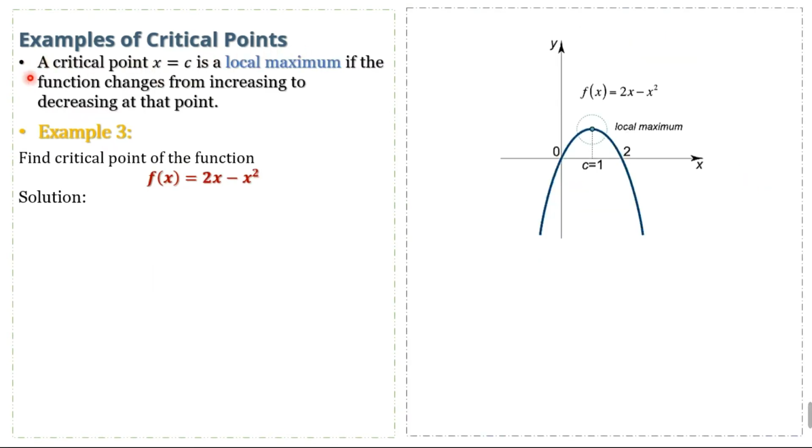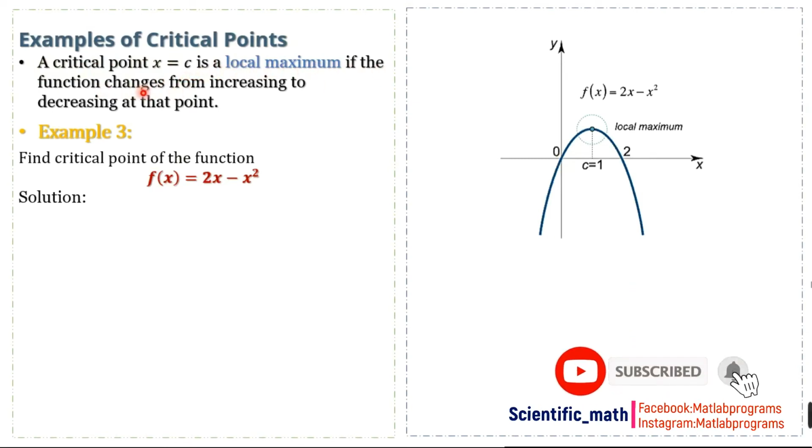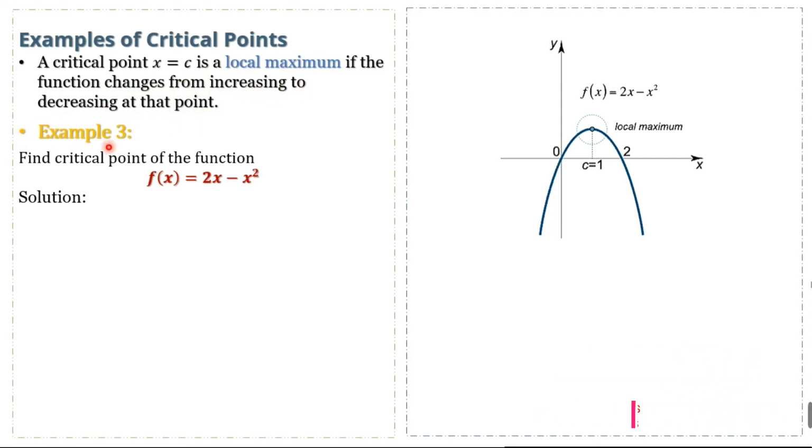Examples of critical points. A critical point x = c is a local maximum if the function changes from increasing to decreasing at that point. So we have example 3. Find the critical point of the function f(x) = 2x − x². Solution. First we find the derivative of this function, and f'(x) = 2 − 2x.